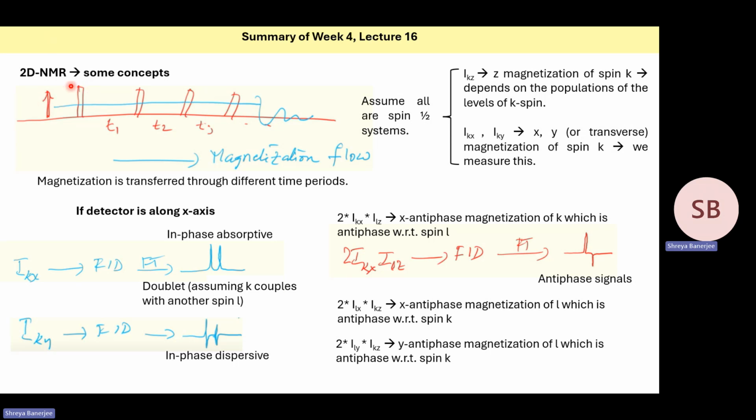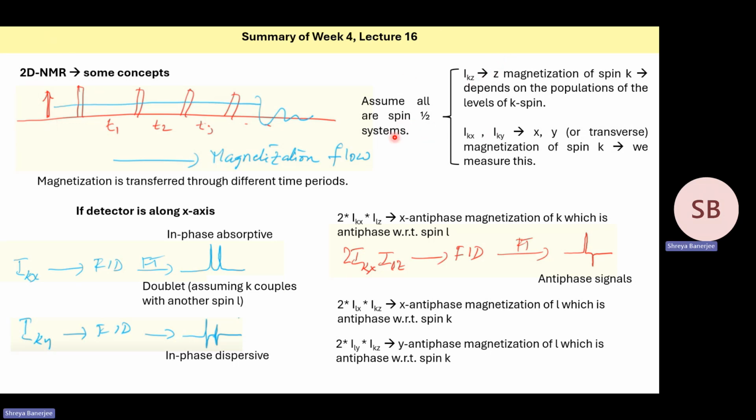In 2D NMR, there are multiple pulses, and between each pulse there is a certain time. The magnetization evolves according to the pulse and the time. That is called the flow of magnetization. Magnetization flow is basically the way in which the magnetization is evolving because of the perturbation caused by the pulse and also the time that is allowed for it to evolve. First, we assume that all our spins are spin half.